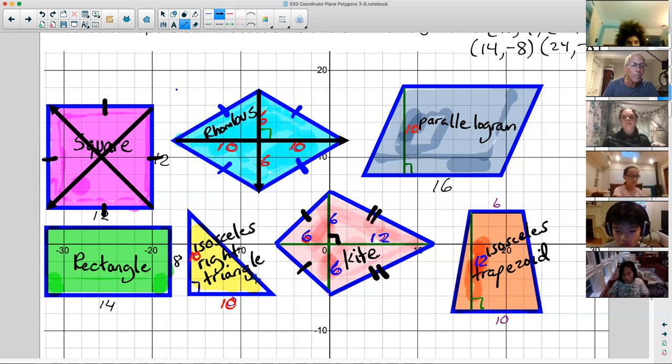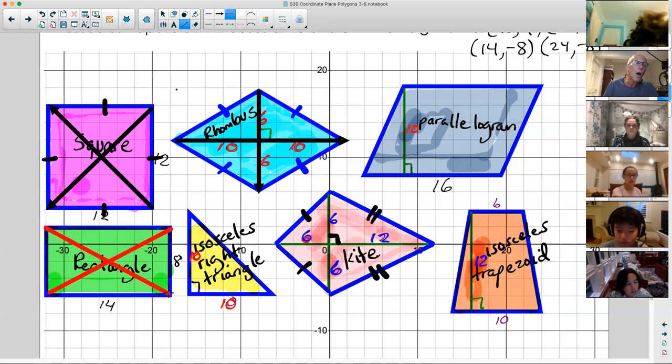Pretty cool? Yes, sir, Cameron. A rectangle. Now everybody look at this rectangle. This rectangle is a non-square rectangle. Are those diagonals perpendicular, Cameron? No. But if the rectangle were a square, then yes. Does that make sense? Yeah.